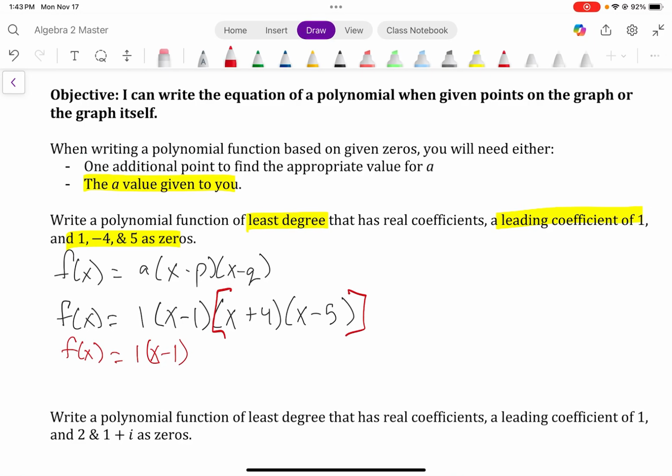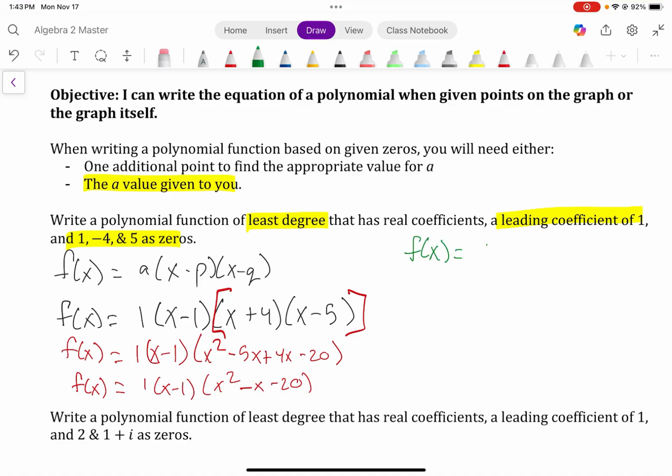So I'm going to end up here with x squared minus 5x plus 4x minus 20. Which when I simplify, I'm going to have my function f of x is 1 times x minus 1 times x squared minus x minus 20. I'm going to keep going. I'm basically going to ignore this 1 because when I multiply it, it's just going to be 1. If it had been another number, that would be the thing I do absolutely last.